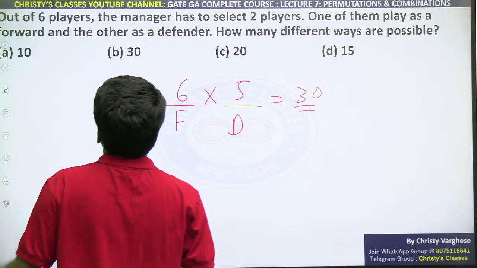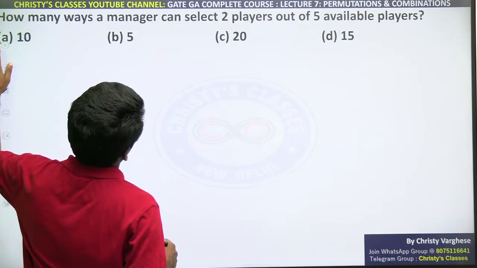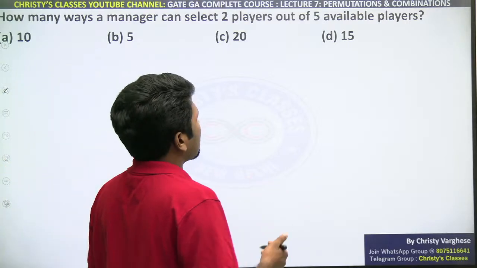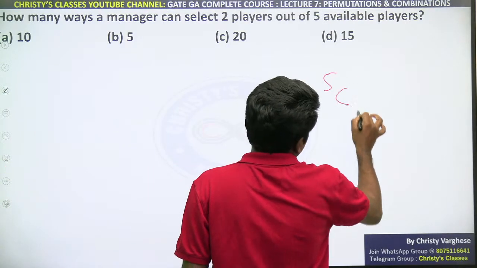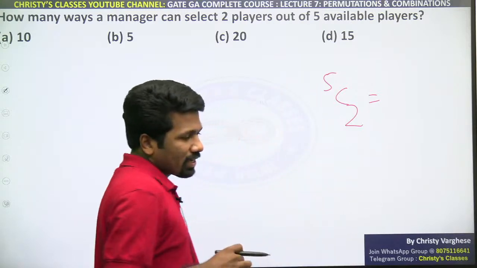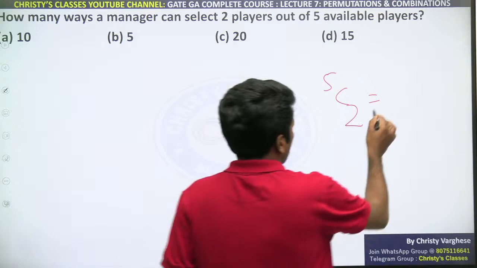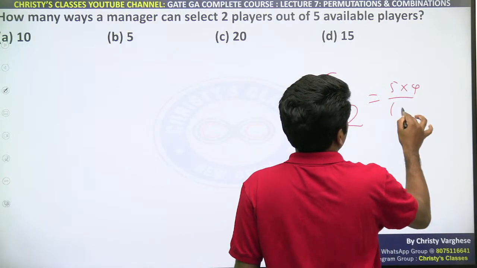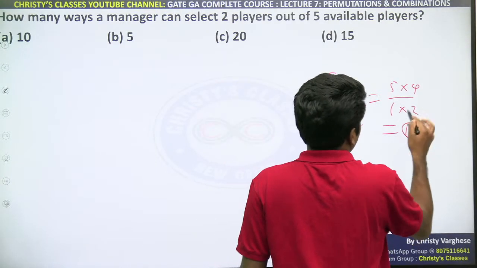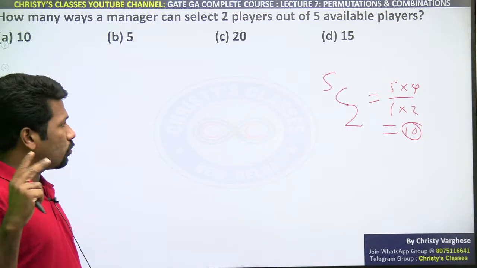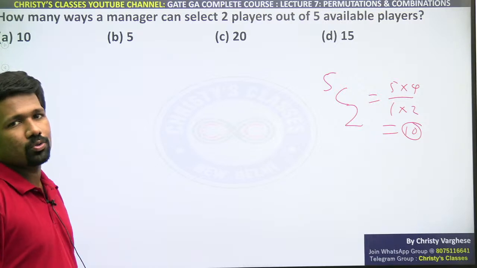Are you all understanding? But if the same question was asking how many players can be chosen, selected from 5 players, then 5C2 is the easy way. Because only selection matters. You don't have to reorder. So 5C2 means 5 into 4 divided by 1 into 2. That is 10. This we already discussed in the last class. These are 2 examples of when to use combination, and when not to use combination.